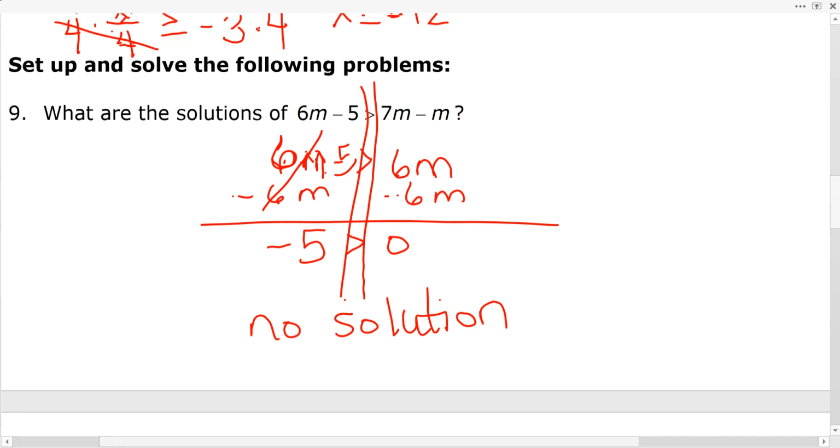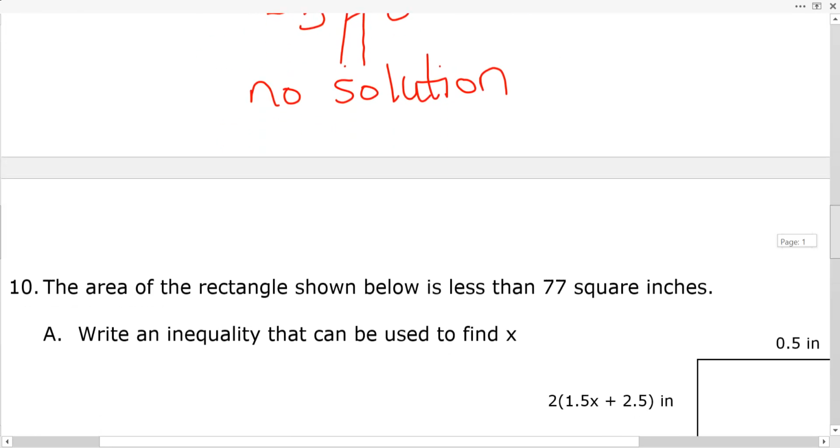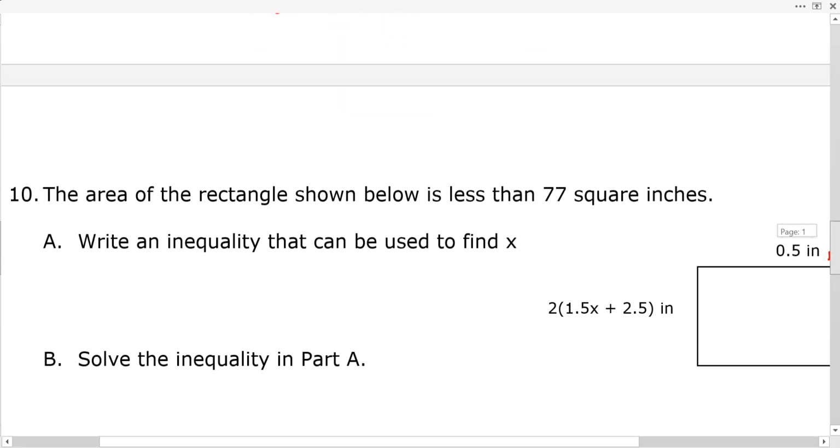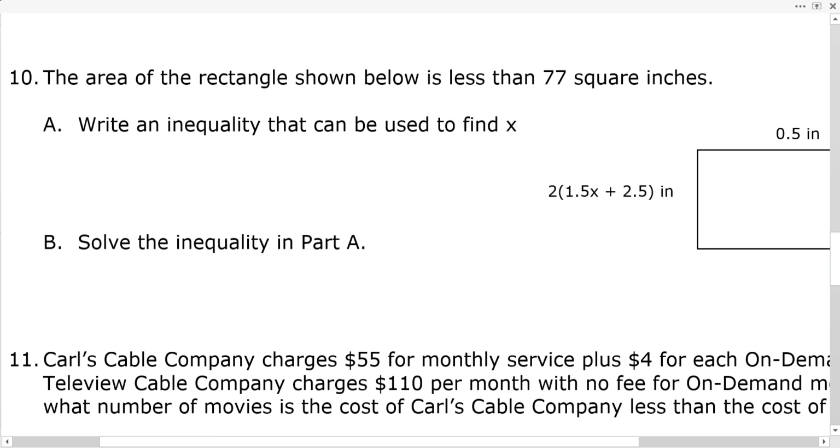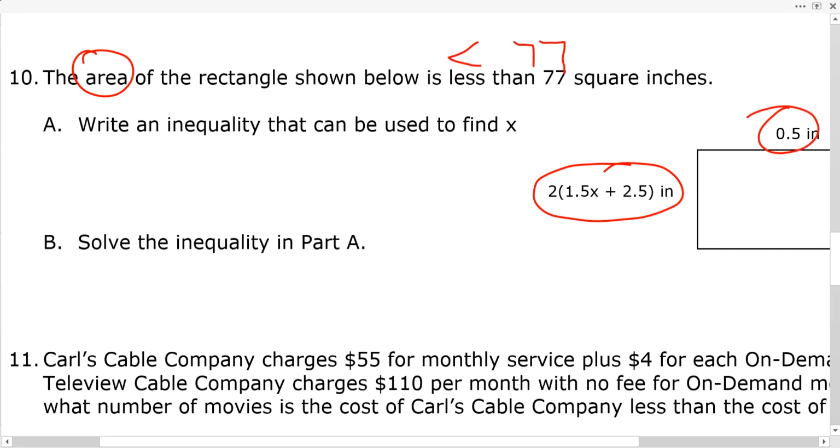All righty, on to the back side. Okay, so here's number 10. Okay, so here's the area. Notice we're doing area, which means we're going to multiply. Okay, so my paper and my page is a little too big, but that's okay. All right, so we're going to write the inequality and then we're going to solve it. So we're going to multiply these two sides together, and it has to be less than 77 when I'm done.